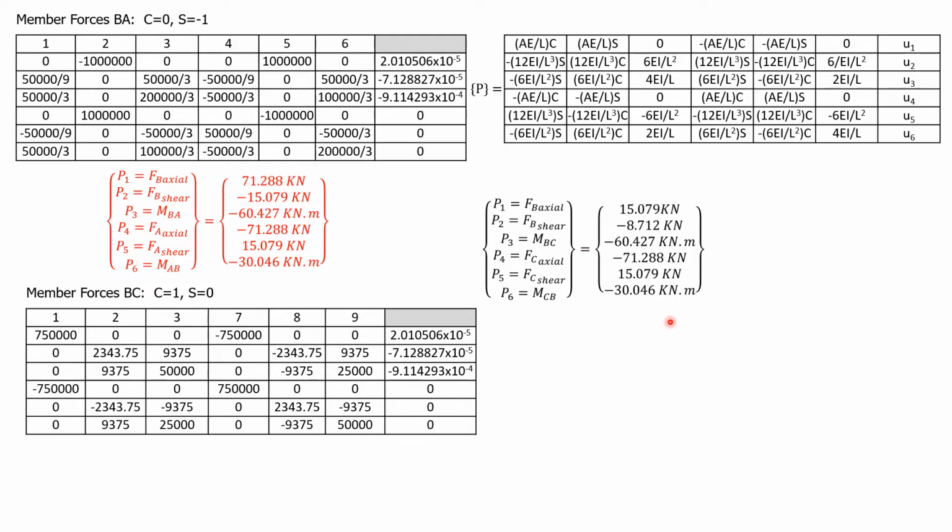So that's why we have here 15.079. Again, the interpretation: the axial force of member BC is the shear force of member BA, although they only differ in signs.